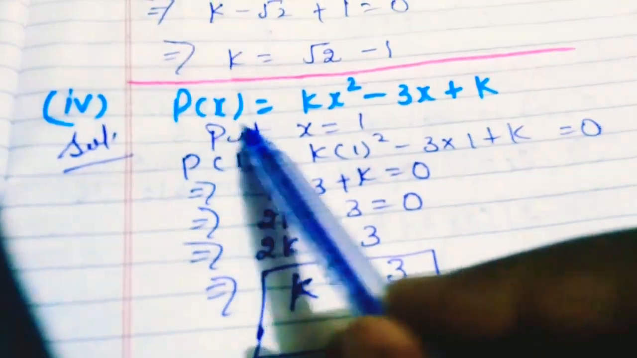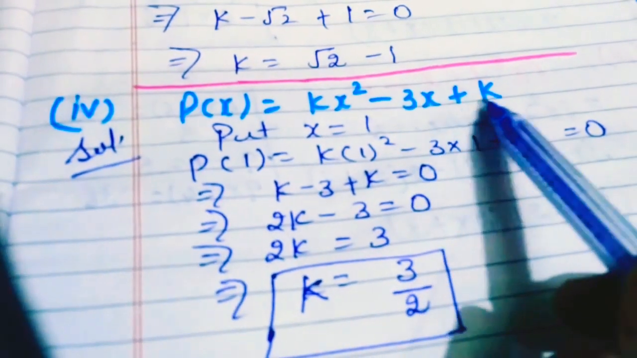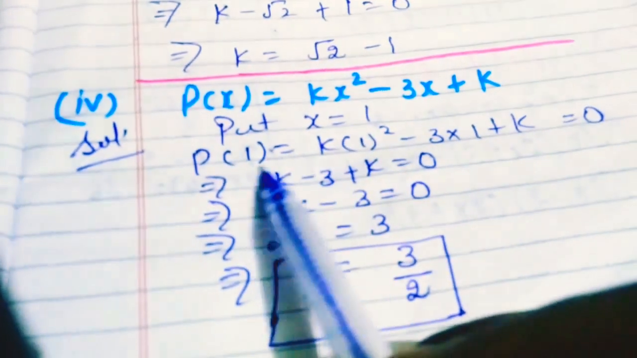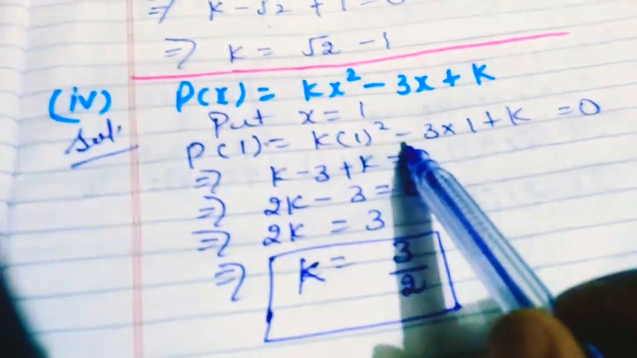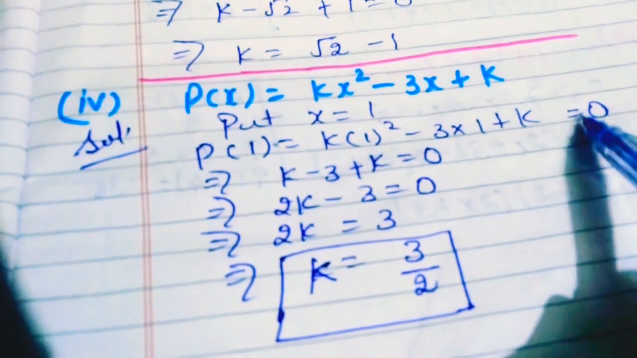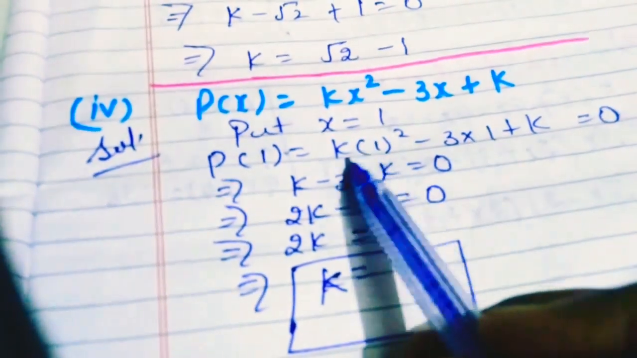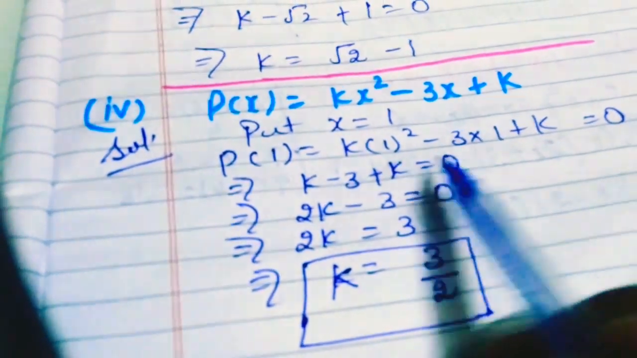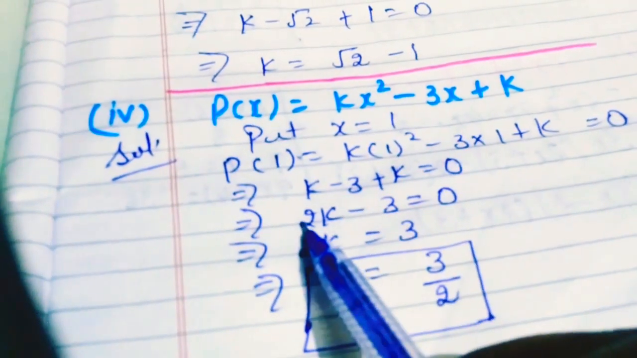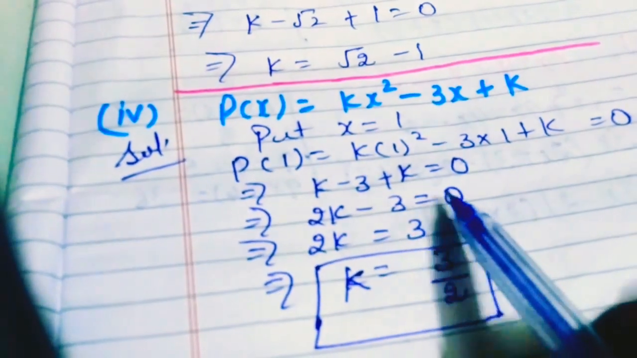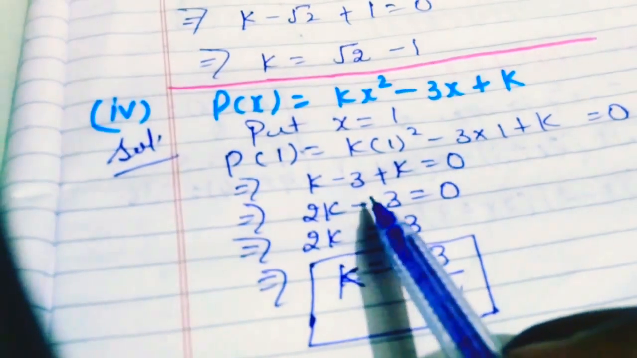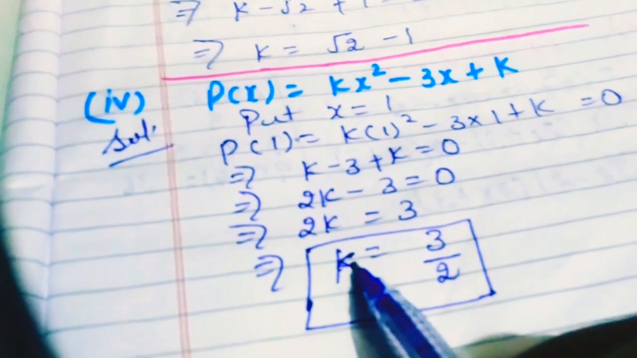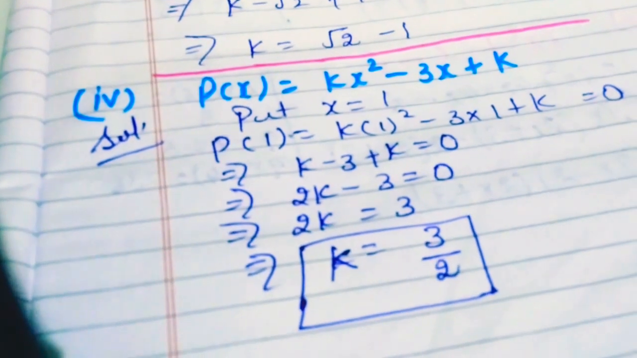Then the fourth part is p(x) equal to kx square minus 3x plus k. Now in the same way we will put the value of x equal to 1. Then p(1) equal to k into 1 square minus 3 multiplied by 1 plus k equal to 0. Now k multiplied by 1 is k and 3 ones are 3, plus k equal to 0. Now k plus k will become 2k minus 3 equal to 0. This implies 2k equal to, here is minus 3 and on this side it will become plus 3. Therefore the value of k is 3 over 2.